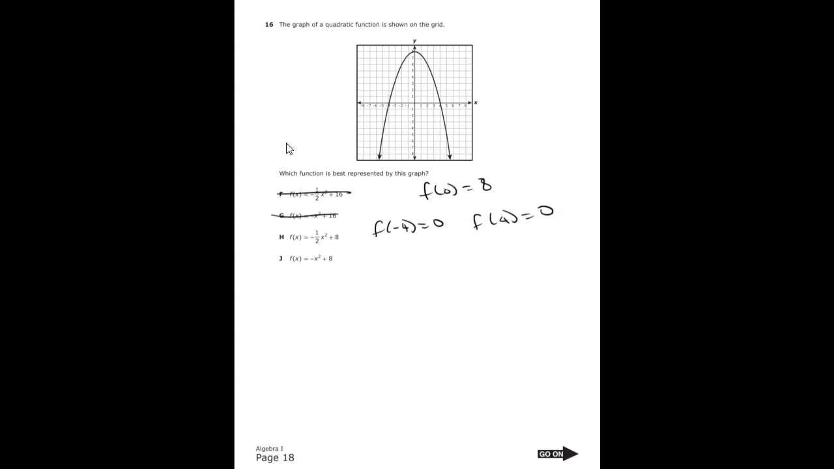I can see here, let's start with h: negative half times negative 4 squared plus 8. So this is going to give me negative 1/2 multiplied by 16 plus 8, negative 8 plus 8. This is equal to 0. And you can see here that if this is going to give you 0, this will most likely give you 0 as well. So it's going to be h for our answer.